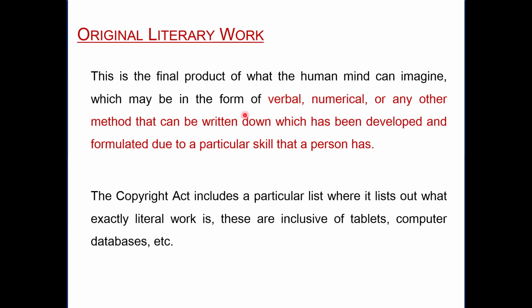So it must be written down somewhere, having been developed and formulated due to a particular skill that a person has. So what does that mean? That written down thing, whatever it is, exists because of a particular skill that person has. That skill is the skill of an author, and the skill of an author has given birth to that particular work, and therefore that literary work is capable of getting a copyright.